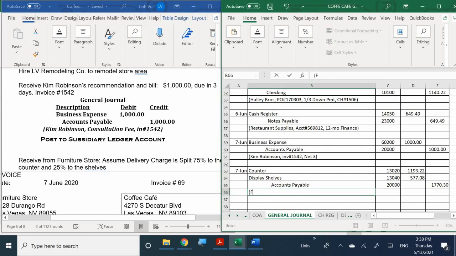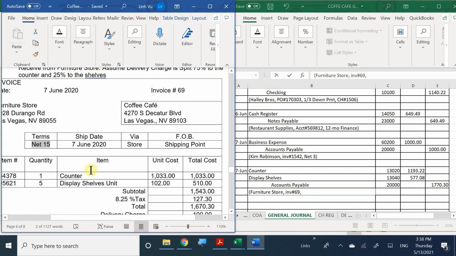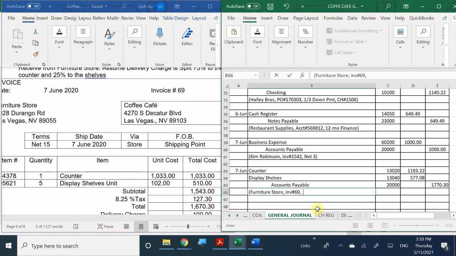Okay. Because I received a bill from furniture store. Okay. And this was invoice number 69. Okay. Other things that are on my invoice says, when is it due? 15 days. 15 days. So that's definitely something you need to put here too. 15 days. And that should be it, right?